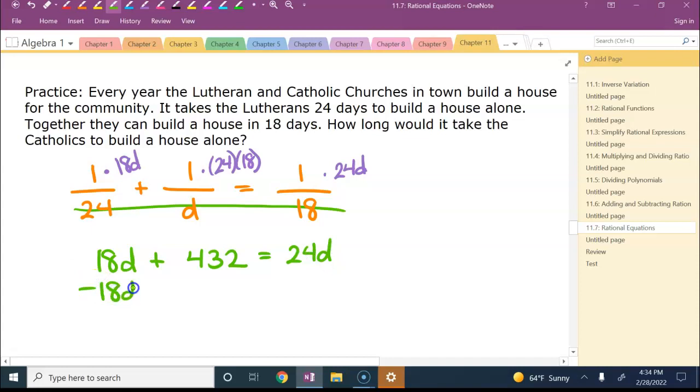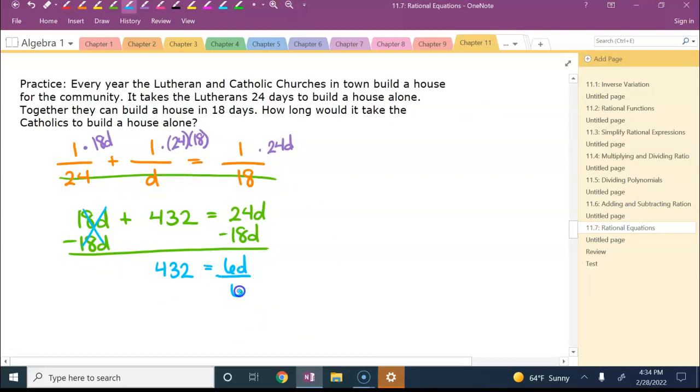I'm going to subtract 18d. So we have 432 equals 6d. Divide by 6. And we get 72. So it would take them 72 days to do the job by themselves.